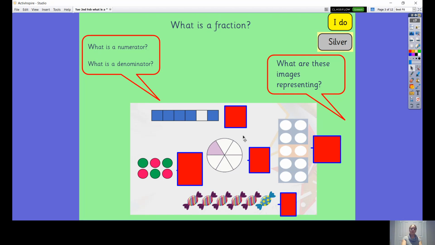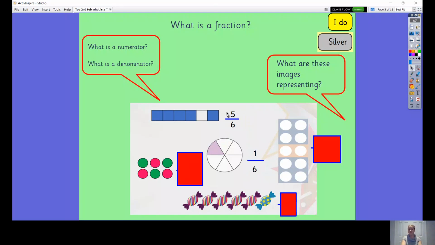Okay, so hopefully you have done these. So let's have a look at the first one. 6 equal pieces, 5 of them coloured in, so we should have 5/6. This one here, again, there are 6 equal pieces, and this time just 1 of them is shaded in. So that's a unit fraction, isn't it? Because the numerator is just 1.